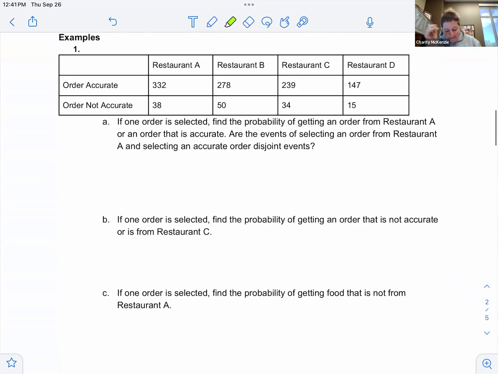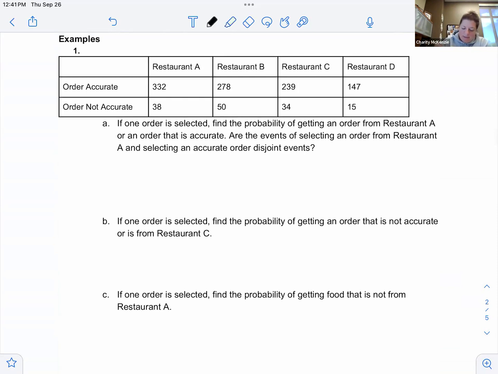Let's look at an example. So we'll actually use this table. The first thing you want to do when you see a table, if it's not given to you, is to add up all the numbers, because when I do a probability, I have to have the total number of people in the survey. So the total number of people is adding those all up. I got 1,133 total people.